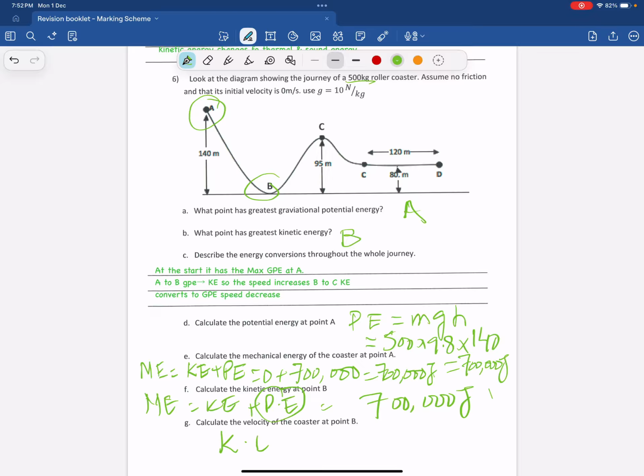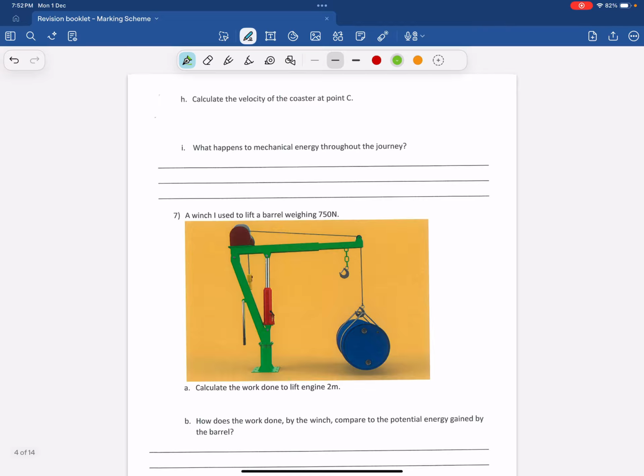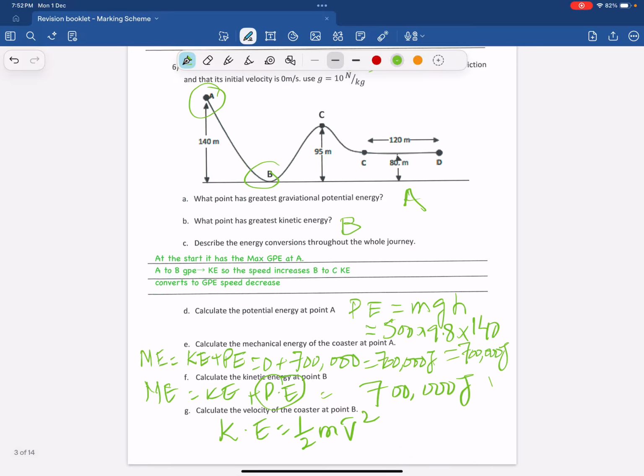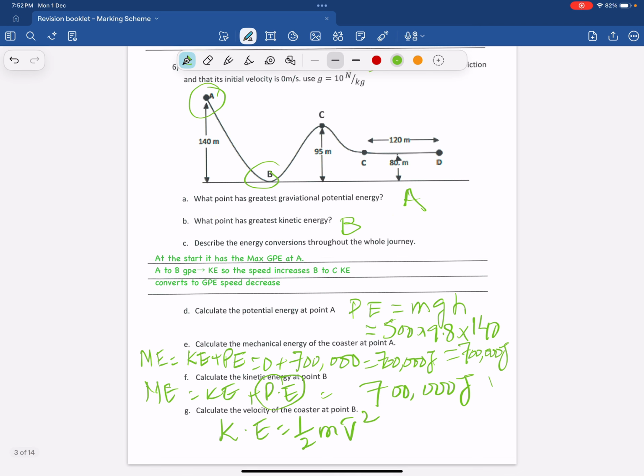Now calculate the velocity, and for velocity we have to come back to the formula, which is KE is equal to half mv squared. And I told you many times you have to know how to make the subject of this formula, but let's move to this. So we are doing v still.